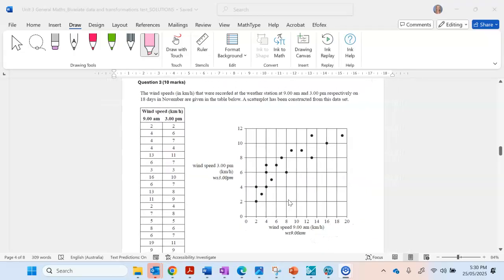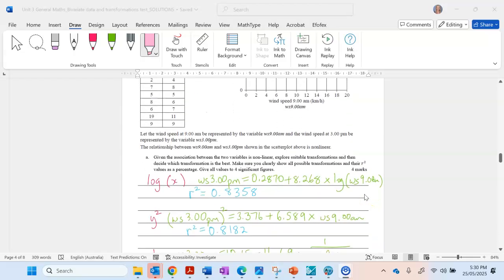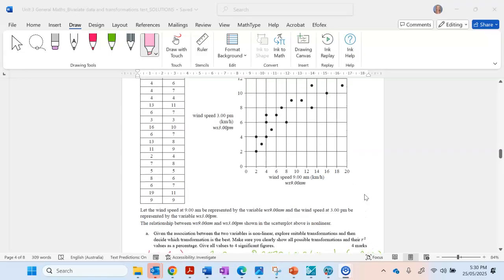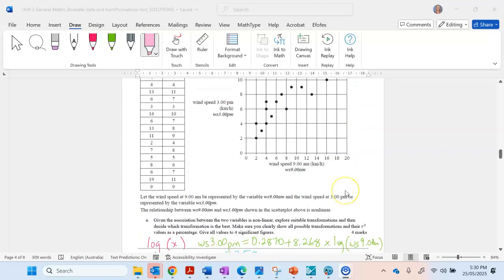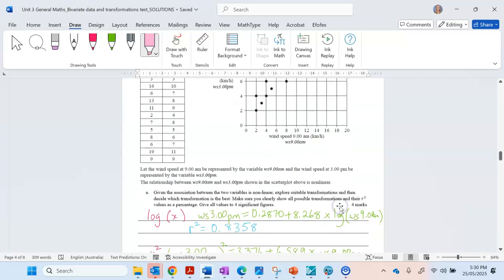All right, and then we did some transformation questions. So these are from past exam questions, but I just created my own question here. So we're looking at wind speed at 9 a.m. versus wind speed at 3 p.m. And we can see it's curved. It also tells us in the question that it's non-linear, which is awesome.